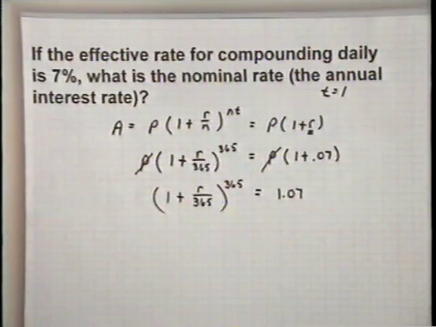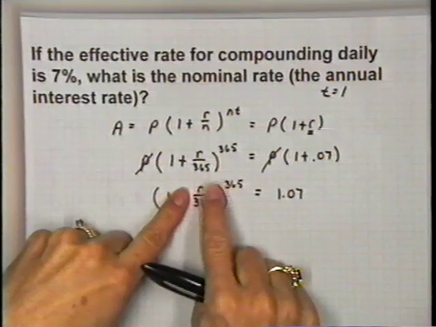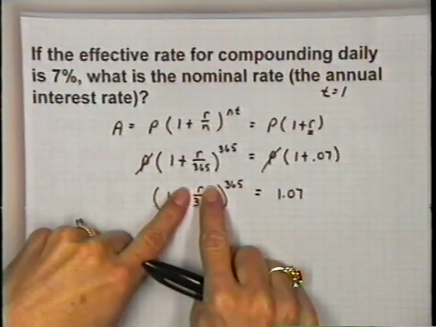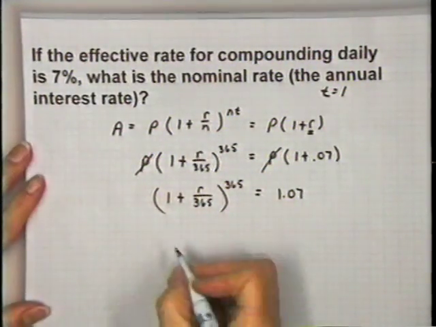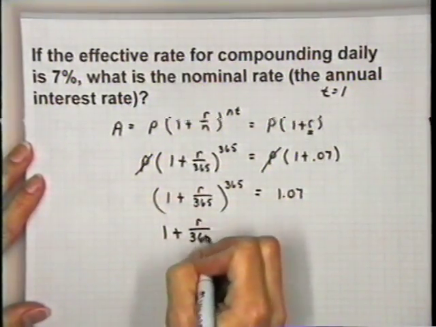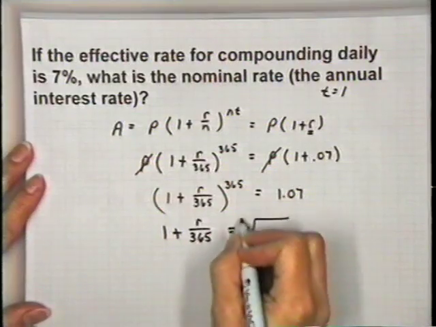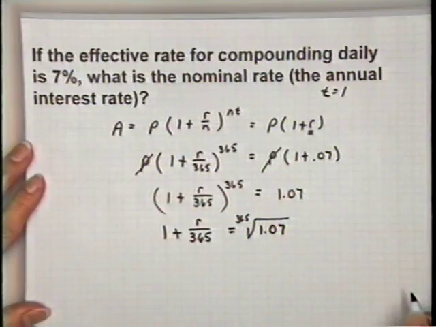I suggest here that we think of maybe a similar but easier problem. Let's not worry about how complicated this is. What if that was a square instead of a 365 power? If you have something squared equals a number, can't you take a square root on both sides? What we're going to do is take the 365th root of both sides. In other words, 1 + r/365 is going to equal the 365th root of 1.07.